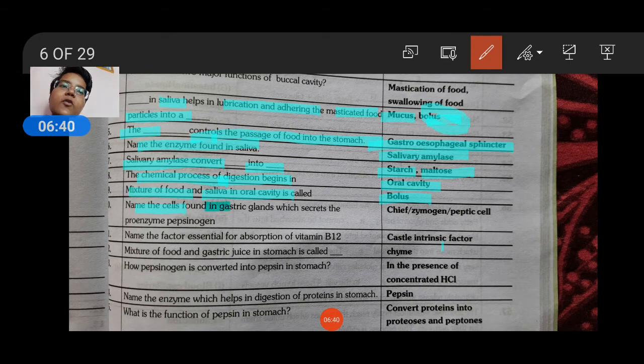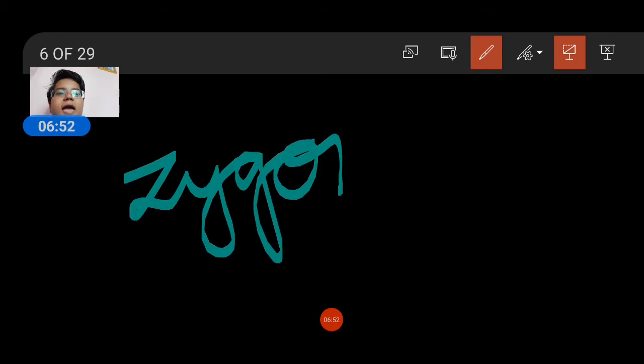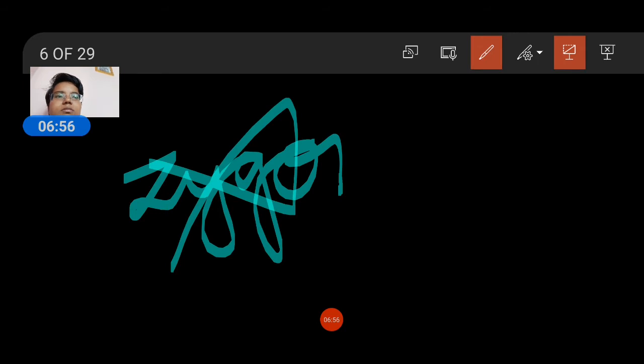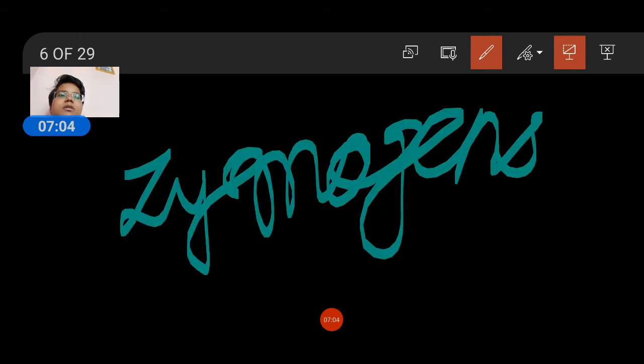Name the cells found in gastric glands which secrete the proenzyme pepsinogen: chief cells, also called zymogen or peptic cells. Zymogens are inactive enzymes.